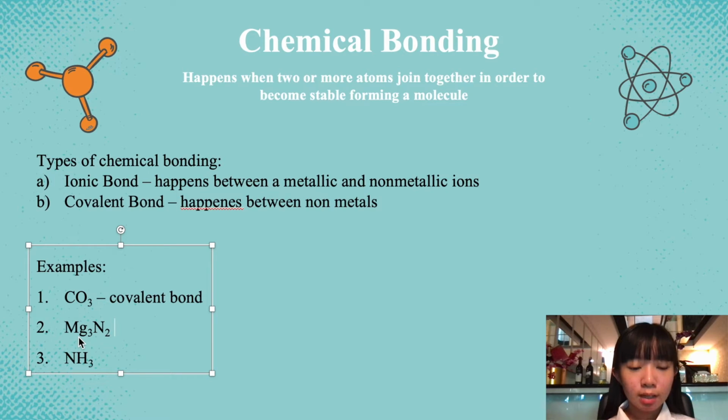Magnesium is a metallic one, and nitrogen is a non-metallic, which makes magnesium nitride an ionic bond. Another example is ammonia, or NH3. Nitrogen is a non-metallic and hydrogen is also a non-metallic, which makes ammonia a covalent bond.